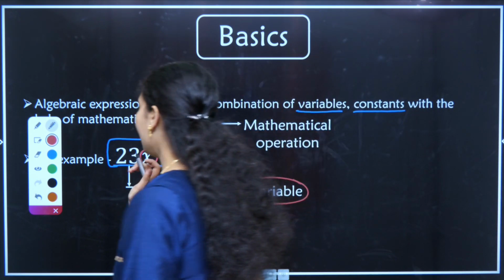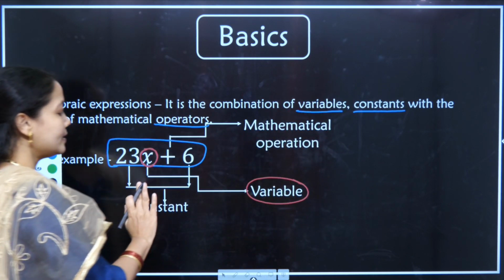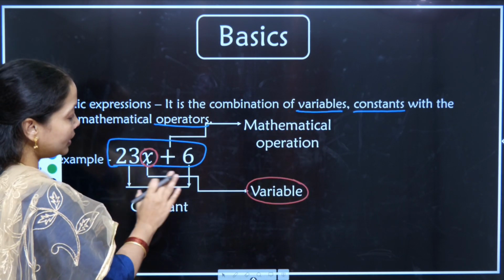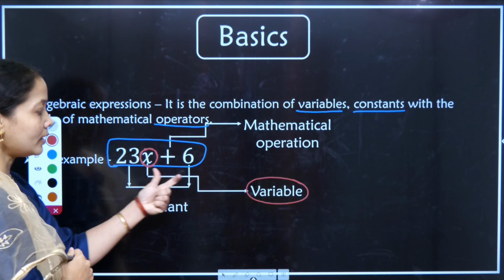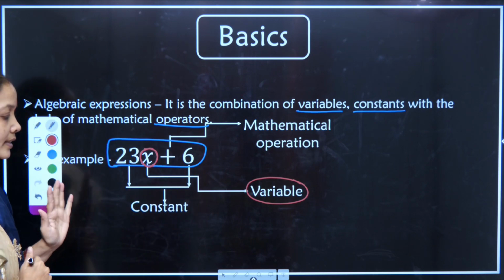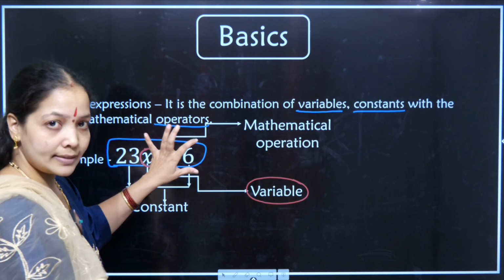Then we have to understand what is meant by a constant here. A constant is a term or a number. The number represented in the whole equation, whether it is a coefficient with x or in singular form, we call those numbers constants. Here two numbers are there, one is 23, the other is 6.